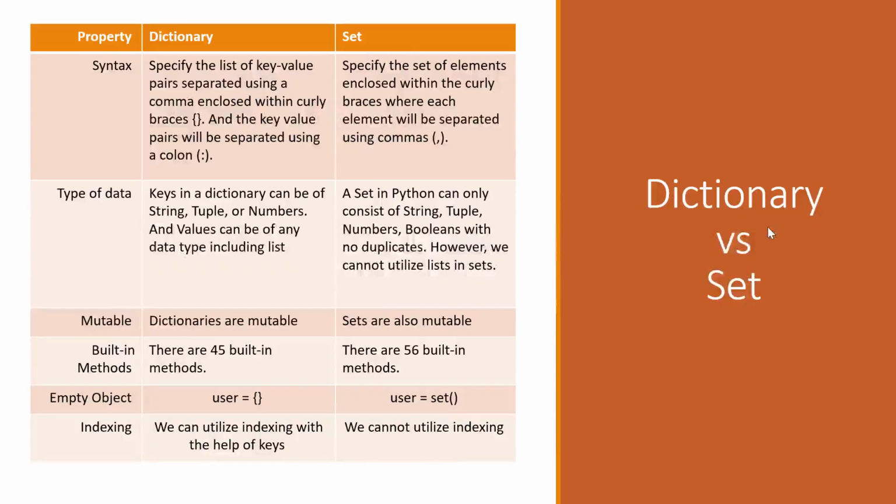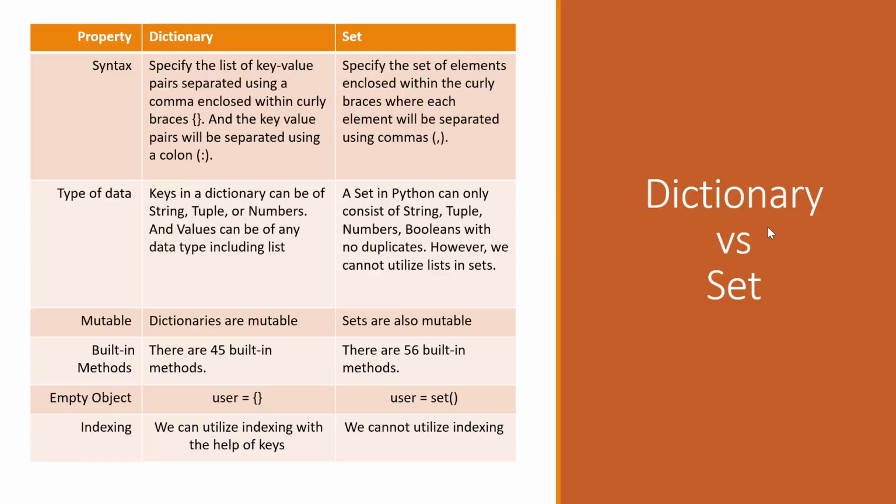Now let's move forward. So the next key similarity between both of these data types is that both of these data types are mutable in nature, which means we can modify dictionary as well as set. So what we can do, we can add new key value pairs in a dictionary, or we can delete them. We can also change the value of any key. In the same fashion, for sets, we can add new elements in the set. We can also delete the elements, but we cannot modify the value of any set element.